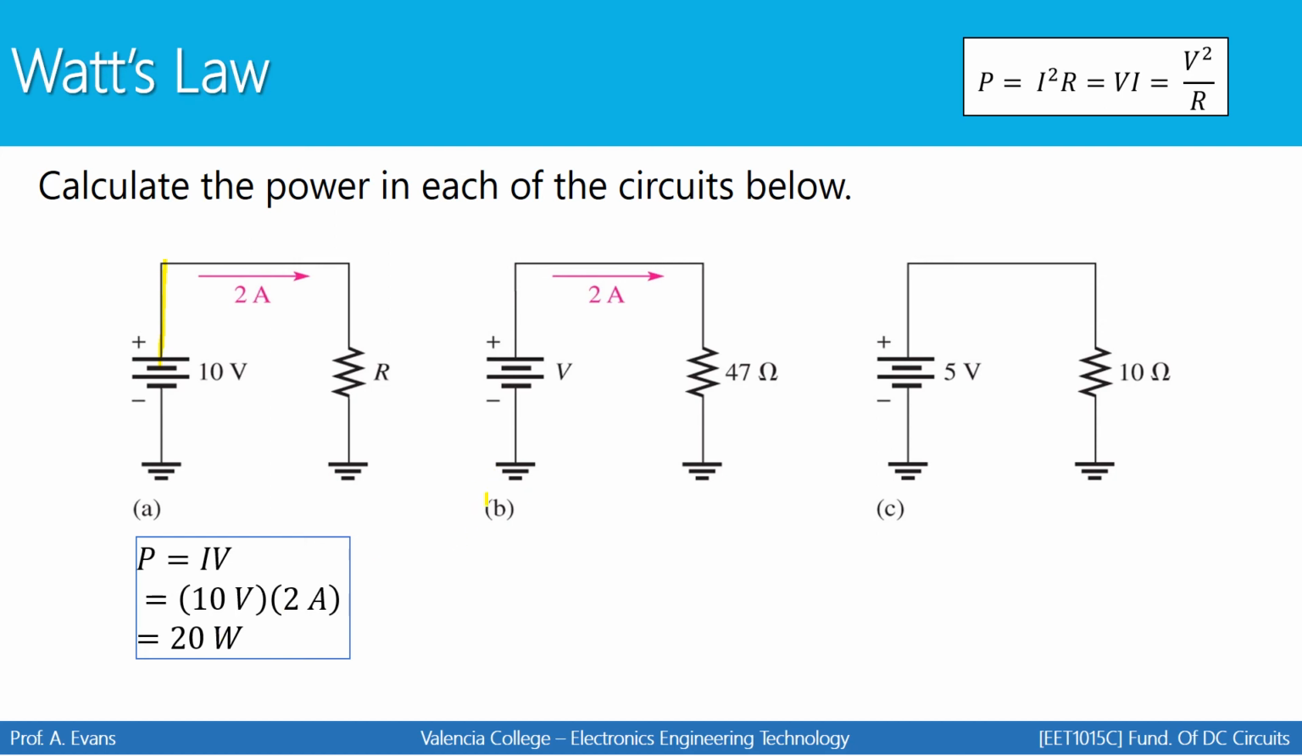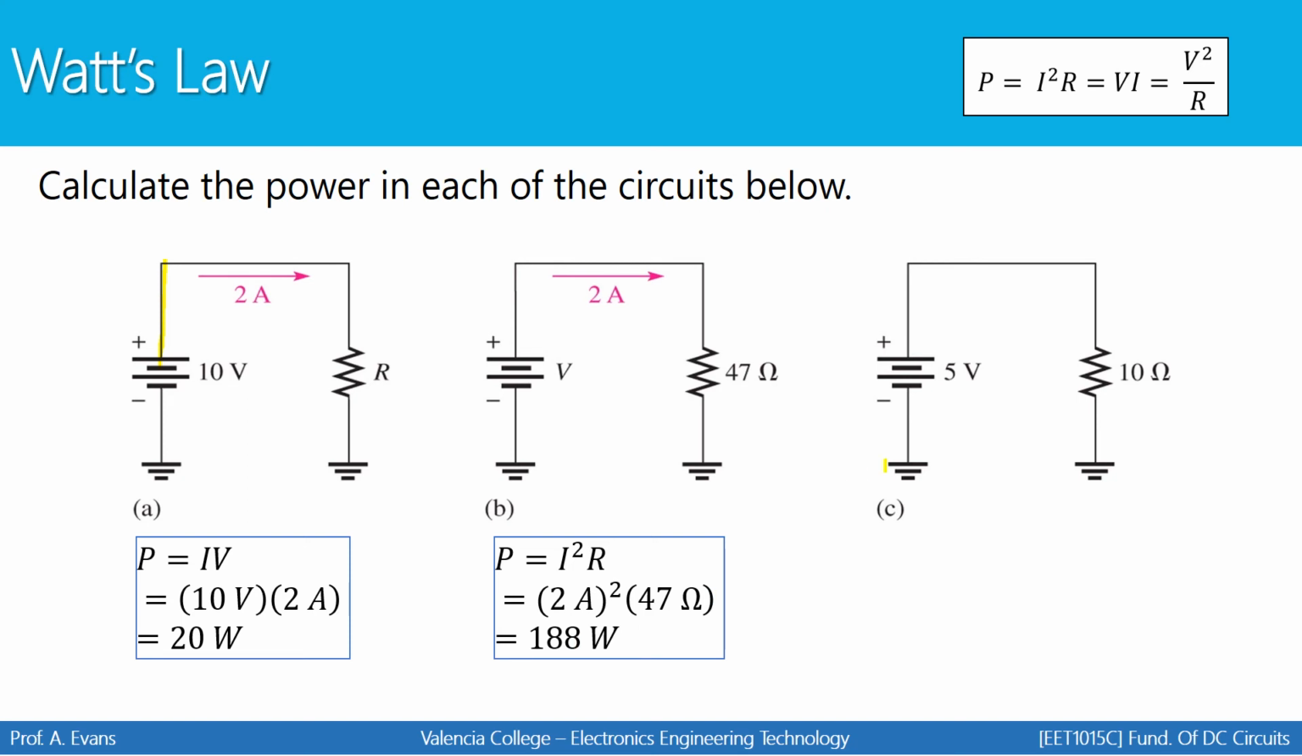In circuit B, we don't know what the voltage source is. We have a polarity, we know which way the current flows, but we don't know how much voltage has been applied. However, we do know the current going through the circuit, and we know the value of R. So now we can use I squared times R as our method for calculating the power in this circuit. So we would simply do 2 amps squared multiplied by 47 ohms. The power in this circuit is 188 watts.